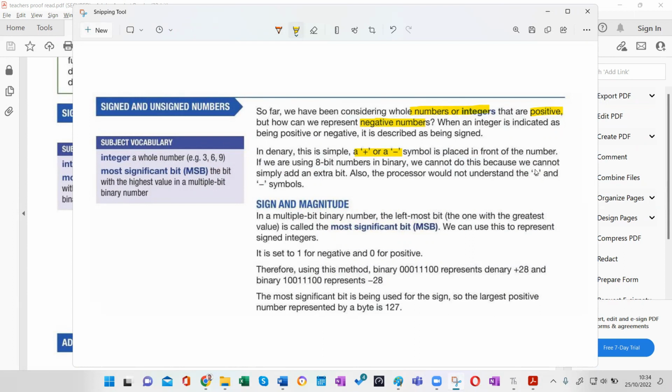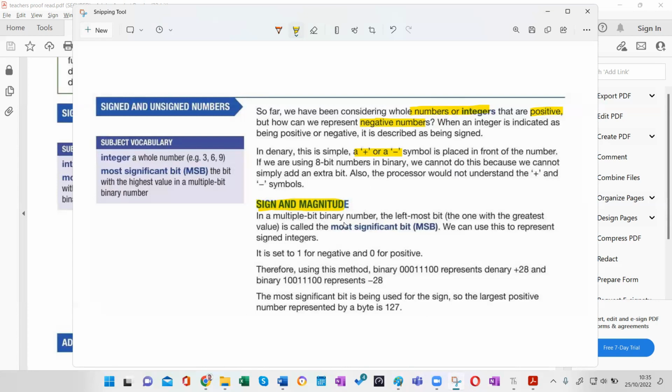We cannot simply add an extra bit. Also, the processor would not understand plus and minus symbols. So one method of representing negative numbers in binary is called the sign and magnitude method. This is something that you learn in every computer science course at the beginning, but not for IT in most of the courses.